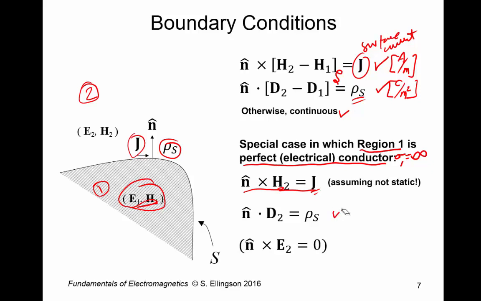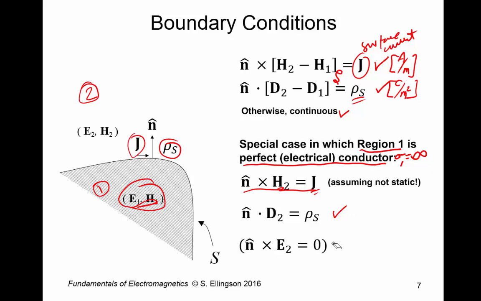Similarly, D1 is 0 in a perfect conductor. The normal component, therefore, of the electric flux density must be equal to a charge density. That means if you have a perfect conductor, and you have a non-zero normal component of the electric field on that conductor, then you must have a surface charge to support it. And of course, if you've ever done a parallel plate capacitor problem, you know this.